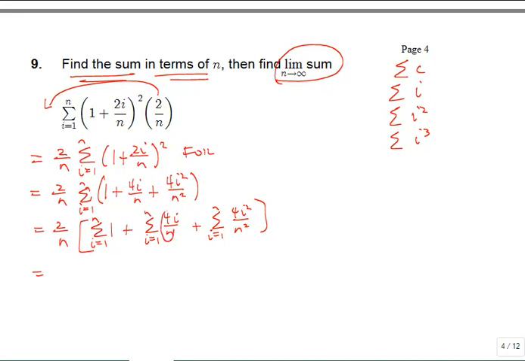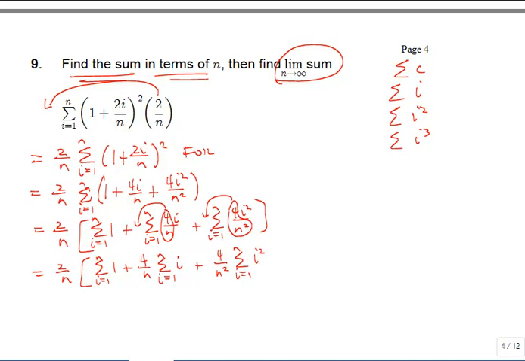Now this 4 over n is a constant which I can pull out of that particular sum, and this 4 over n squared is a constant which I can pull out of this particular sum. So I'm just going to do that. I'm going to pull them out, leave this guy alone for now. This becomes 4 over n times the sum from 1 to n of i, plus 4 over n squared times the sum of i squared.